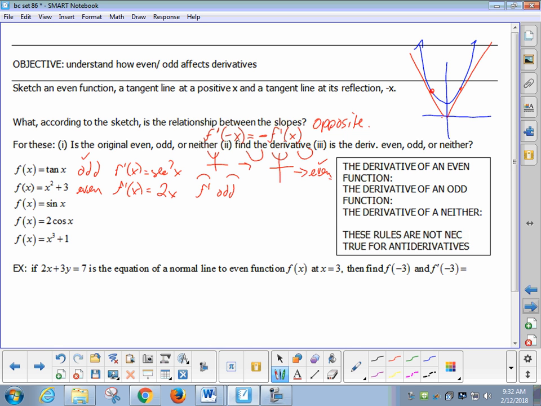Now, in the previous notes I had, you can prove that the derivative of an even function is odd by using the definition of the derivative and putting in negatives. So this can be proven, but it didn't stick very well for the BC students, so I think this is going over a little better. Would you try those other three? In each case, you're saying, is the original even, odd, or neither? What is the derivative? And is the derivative even, odd, or neither?